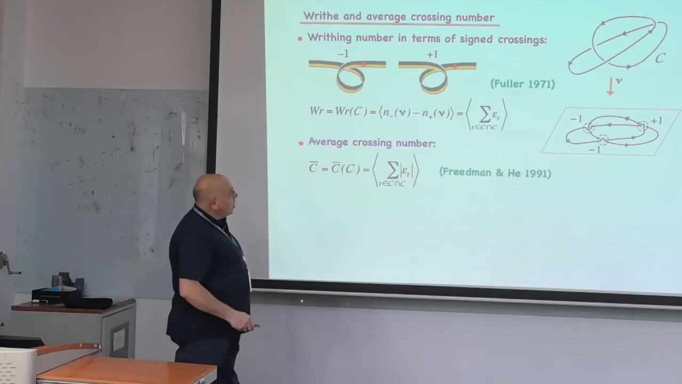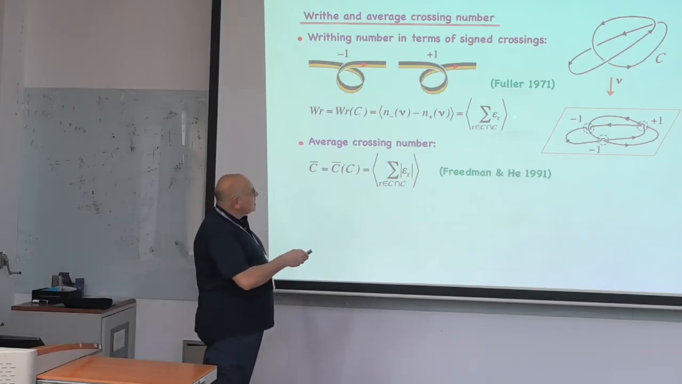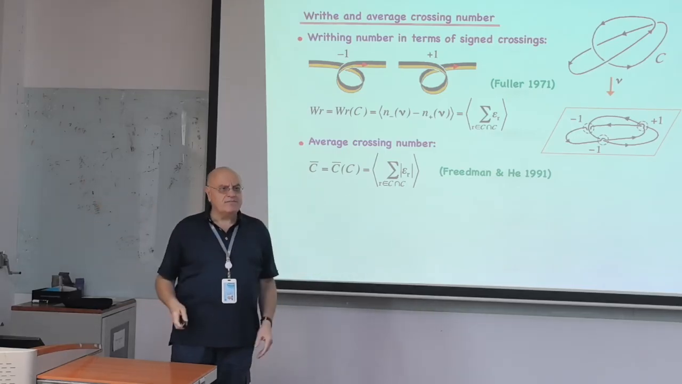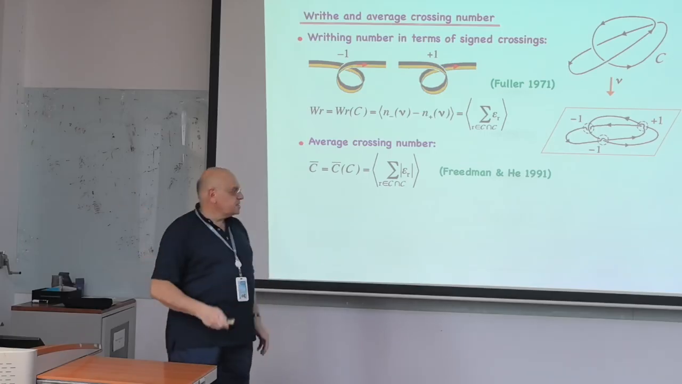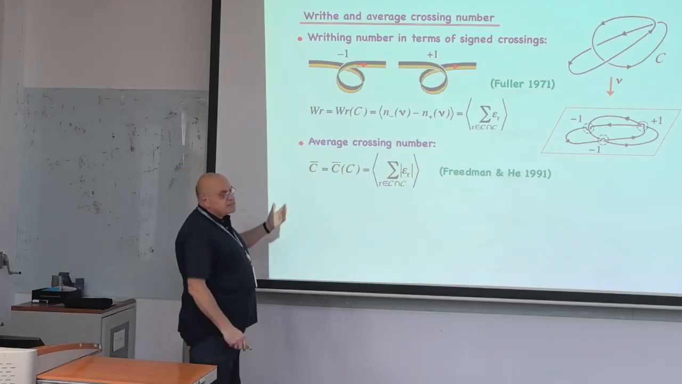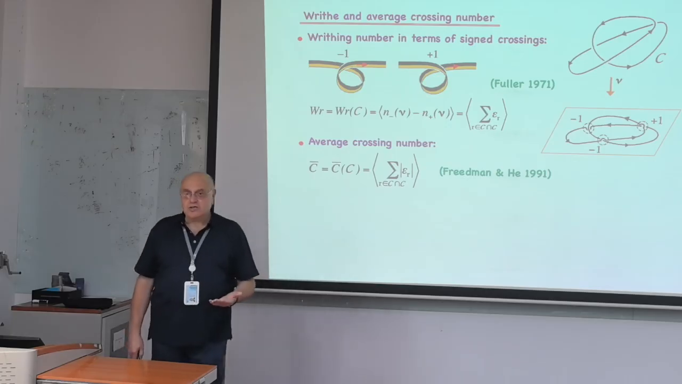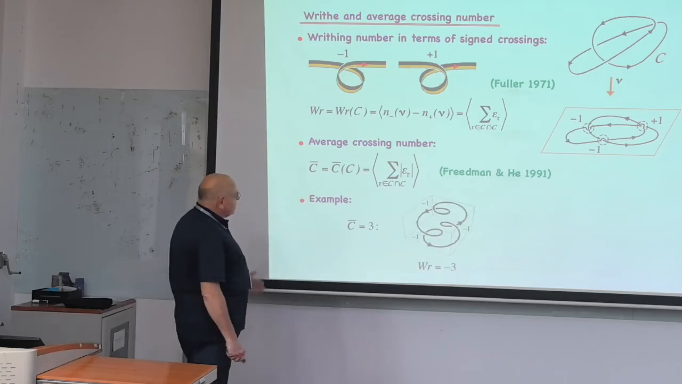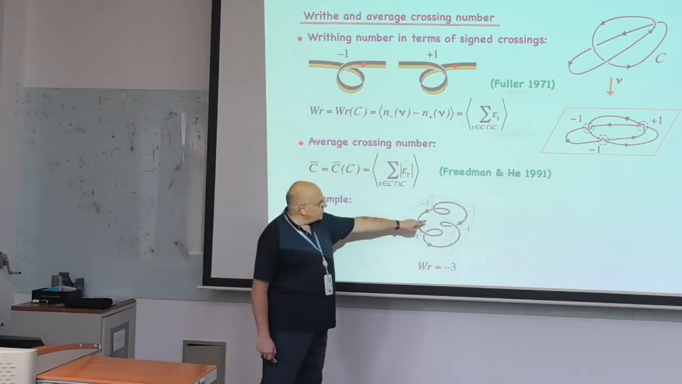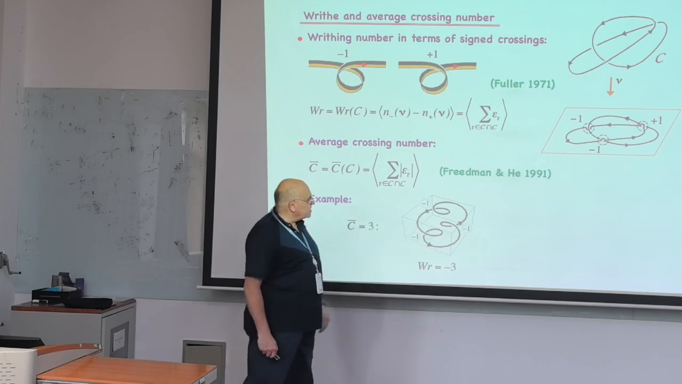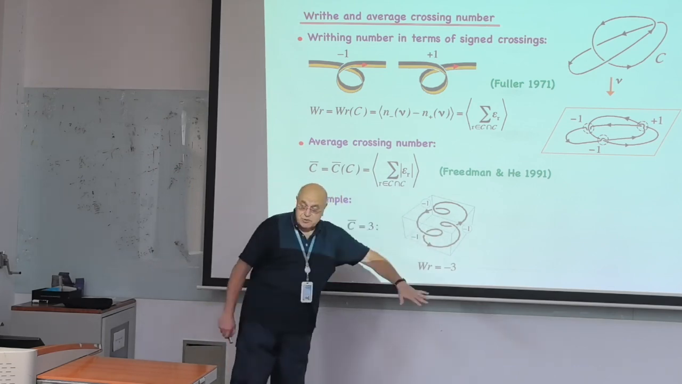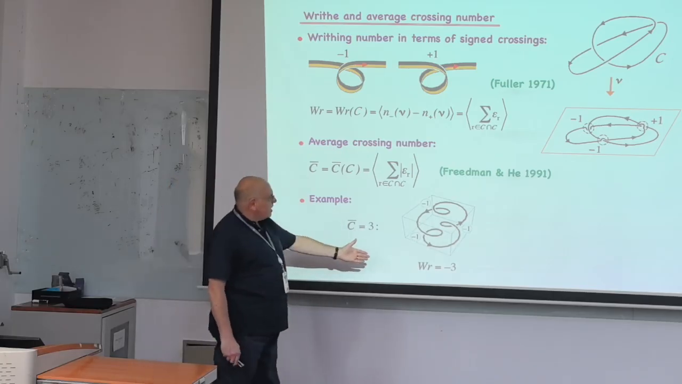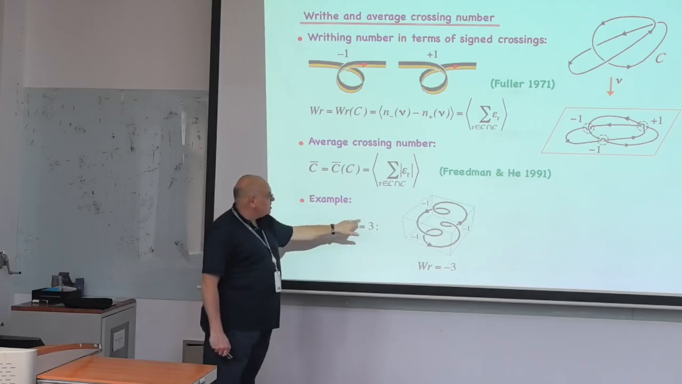And Friedman thought, okay, what if we take the modulus here, we count the crossings independently of the sign, just the crossings that we see. And we have a quantity that is neither topological nor geometric, it is algebraic, but it is kind of interesting. So here is an example. We have a curve in space making 3 coils. We associate in this projection the signs, and the writhe is -3, and the average crossing is 3.